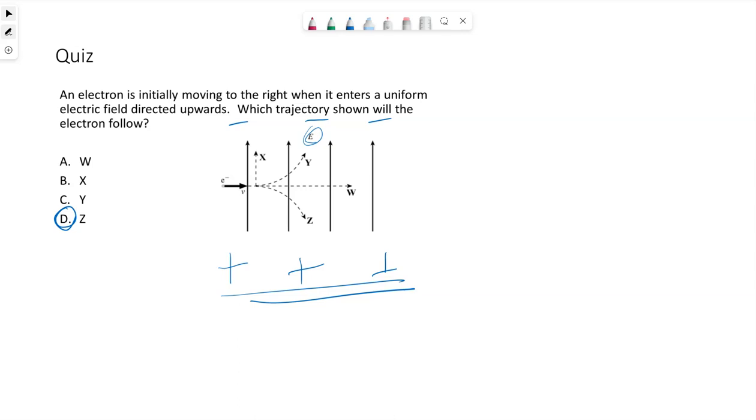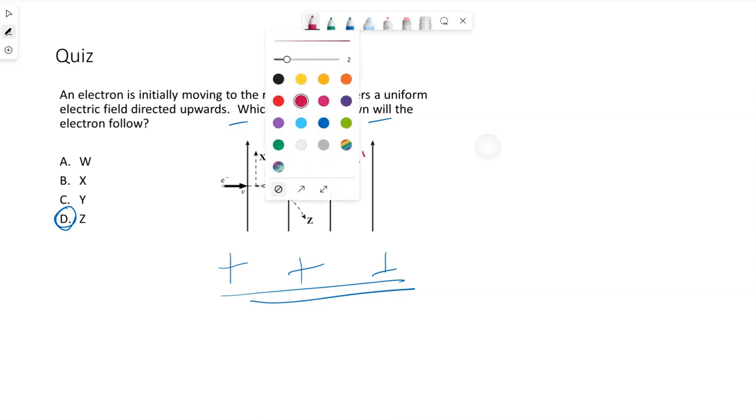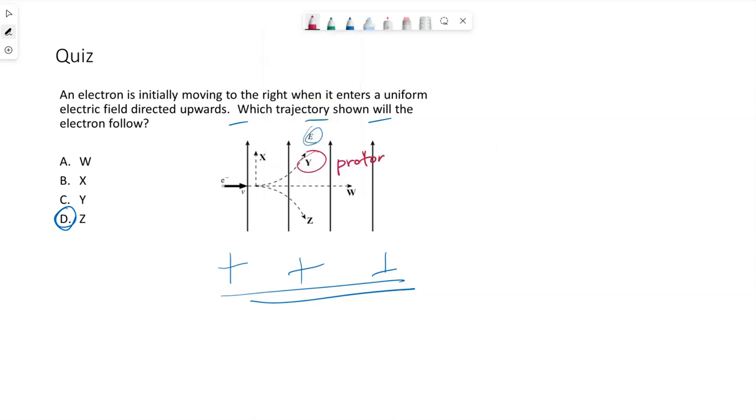If this had been a proton, it would have followed path Y. If it had been a neutron, it would have followed path W, because neutrons are neutral, not charged.